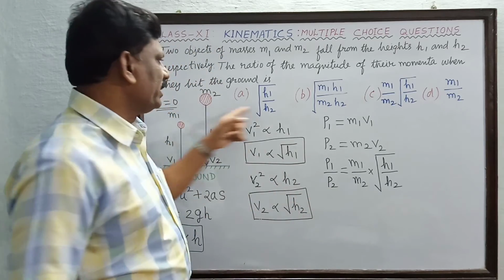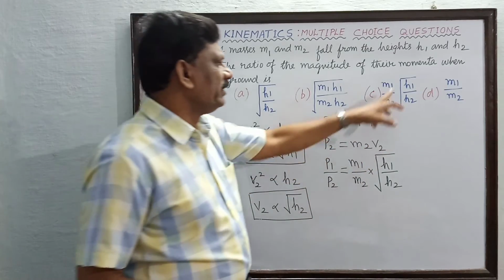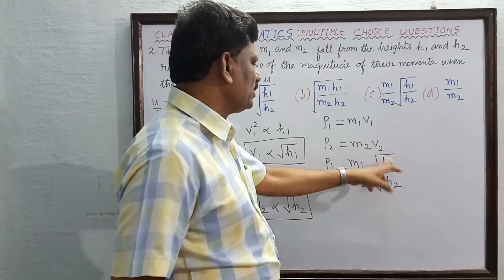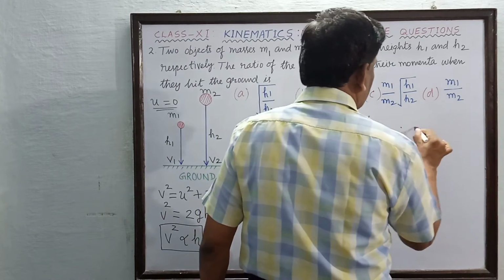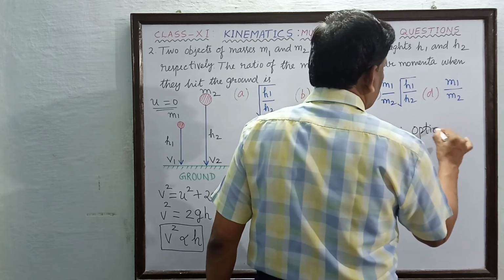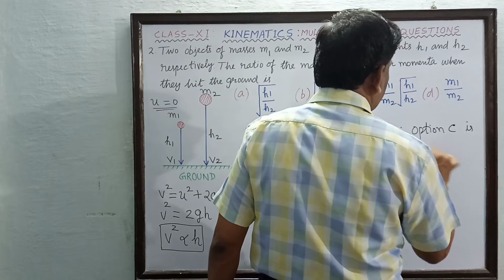Now let us see which option among those given is correct. Our ratio of their momenta is equal to m1 by m2 into square root of h1 by h2. Our option C is the correct answer. Therefore, option C is the correct answer.